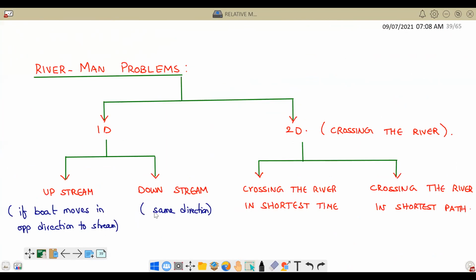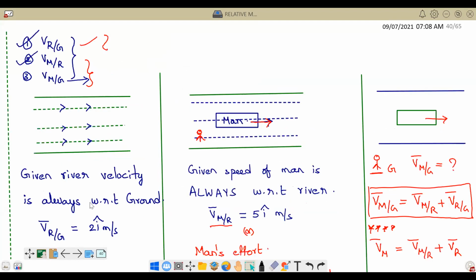Yesterday we started Riverman problems in one dimension and two dimension, upstream and downstream. We have seen what is meant by upstream and downstream, and then afterwards two dimension. Whether it is one dimension or two dimension, there are three important terms which we have to understand: velocity of the river with respect to ground, velocity of man with respect to river, and velocity of man with respect to ground.